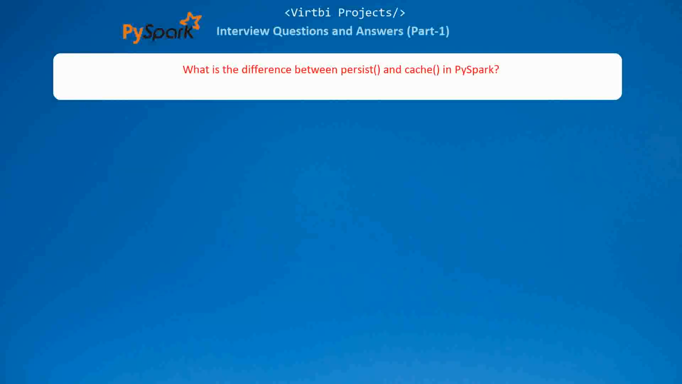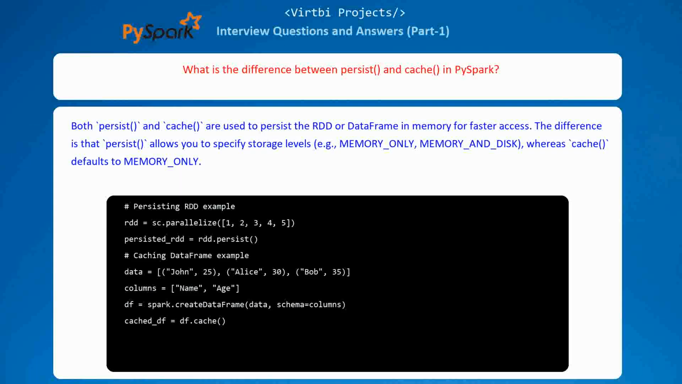What is the difference between persist and cache in PySpark? Both persist and cache are used to persist the RDD or data frame in memory for faster access. The difference is that persist allows you to specify storage levels, e.g., memory only, memory and disk, whereas cache defaults to memory only. In this example, persist is called on an RDD without specifying a storage level, so it defaults to memory only. Cache is called on a data frame, also defaulting to memory-only storage level.